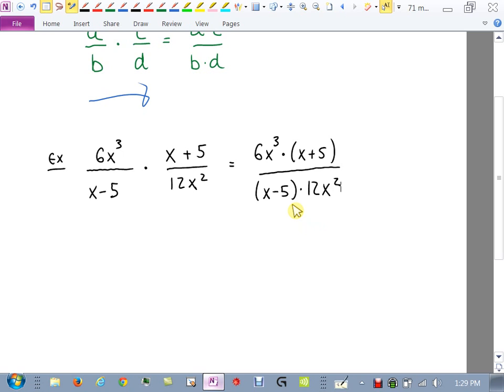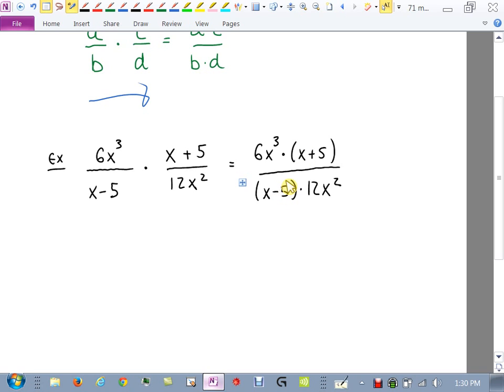Do you notice my use of parentheses here? I did 6x cubed times this. That means the 6x cubed is times the entire numerator of the second rational expression. And then on the bottom, the x minus 5, I put that in parentheses times the 12x squared from the other one. Does anything cancel out? How about the x plus 5 and the x minus 5? Can I factor a negative 1 out and get those to cancel?